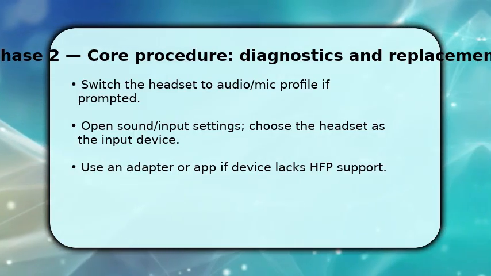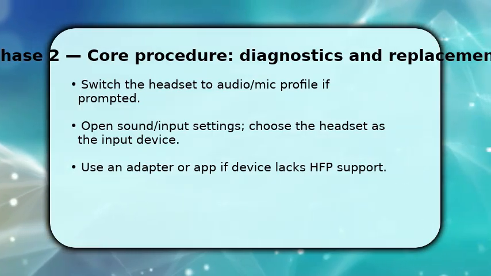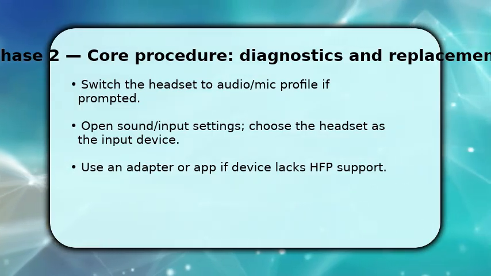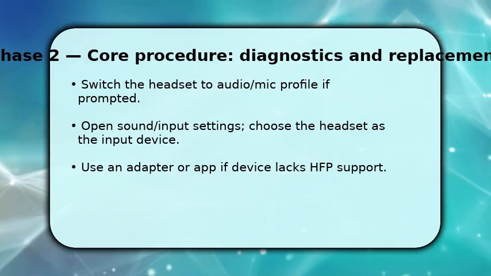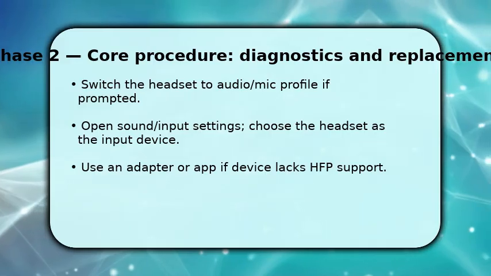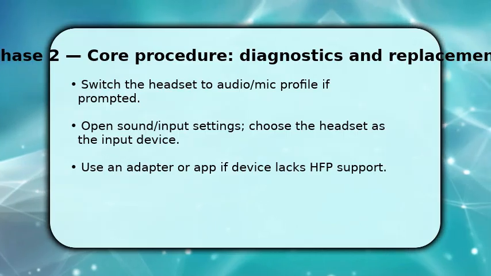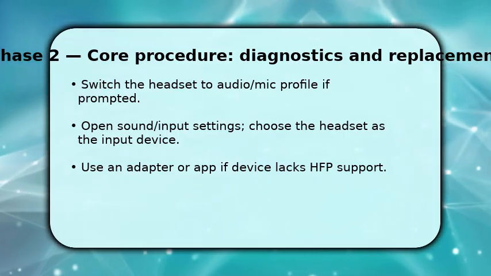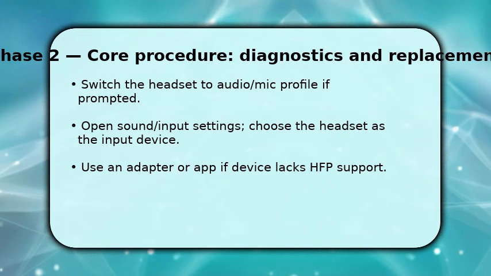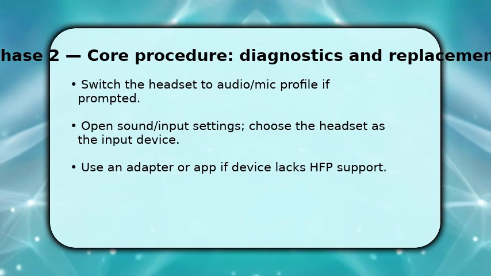On your computer or phone, open Sound or Input settings and choose the headset as the input device so apps receive audio from it. If the OS doesn't expose HFP, use a Bluetooth adapter that supports microphone profiles or a companion app that bridges profiles. Make sure sample rates and formats match the app requirements, because mismatches cause silence or distortion. After selection, run a quick input test to verify.